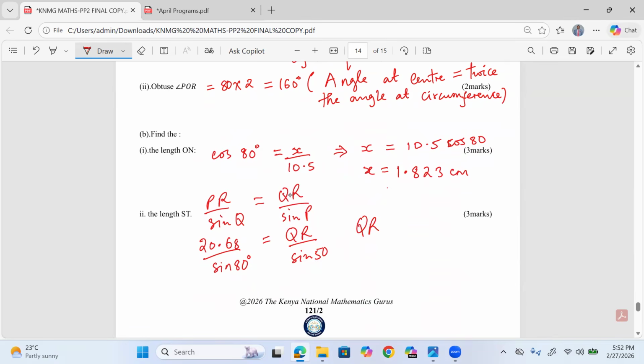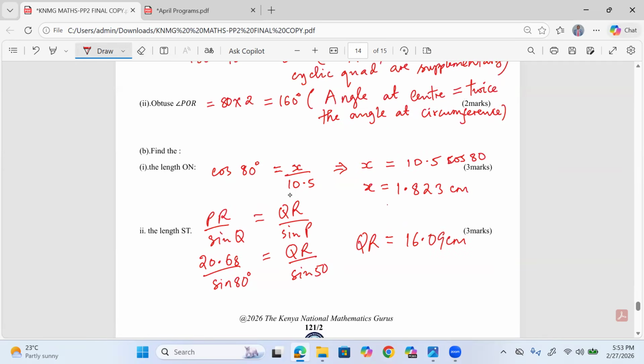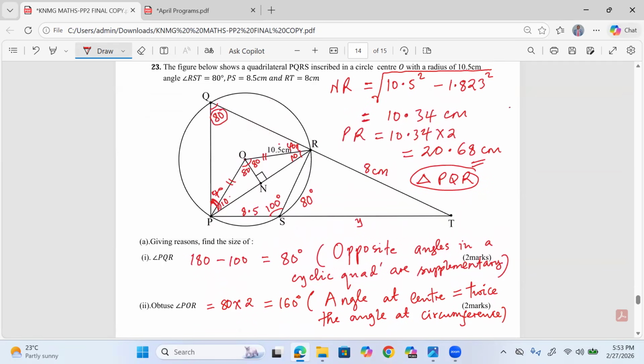So the length of QR is going to be 20.68 sine 50 divided by the sine of 80. I'm getting 16.07, 16.09, sorry, when I round off keenly, 16.09. So QR is 16.09.